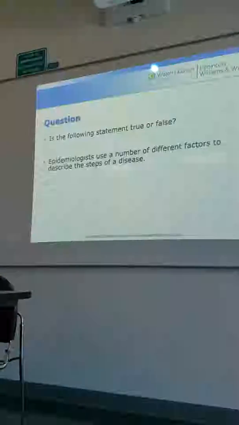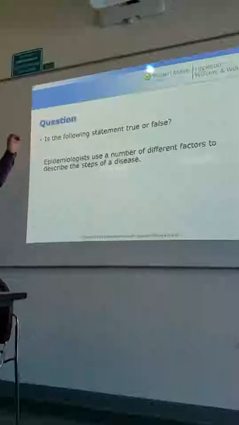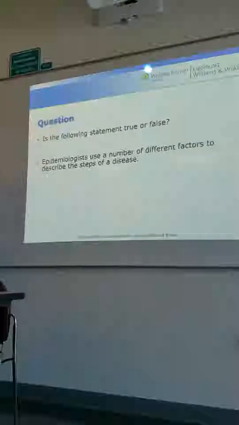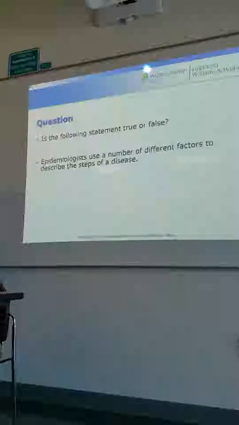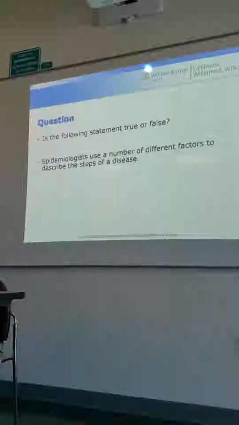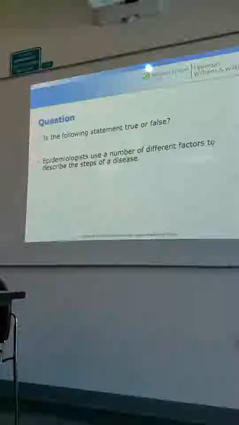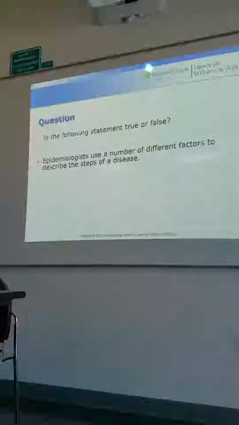All right. Is the following statement true or false? Epidemiologists use a number of different factors to describe the steps of the disease. False. The steps, because they do it by populations. Number of different factors used to describe the steps of a disease. I think they don't use a different number of factors, but they use factors. But do they use more than one, or just one? Which is the test?